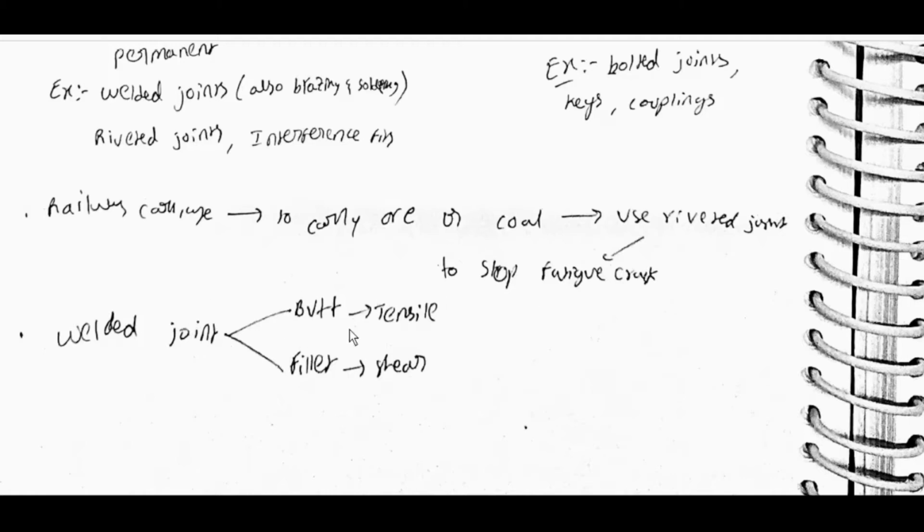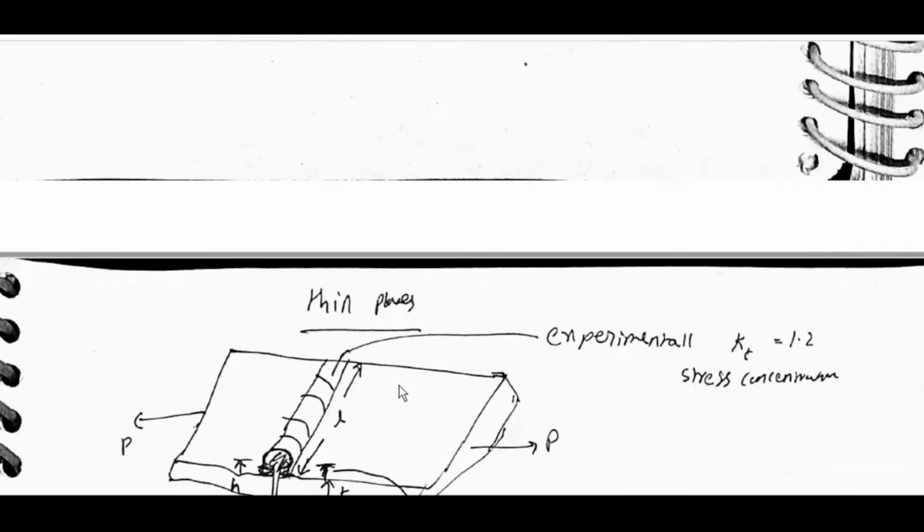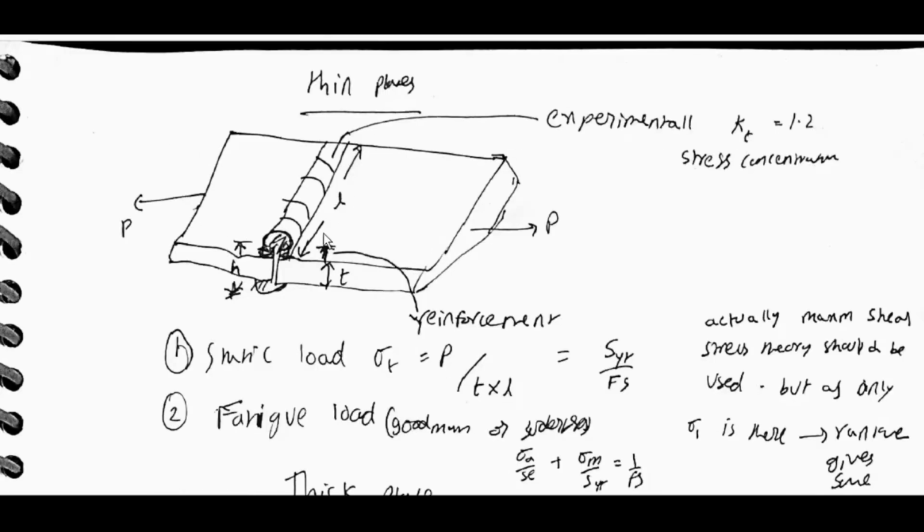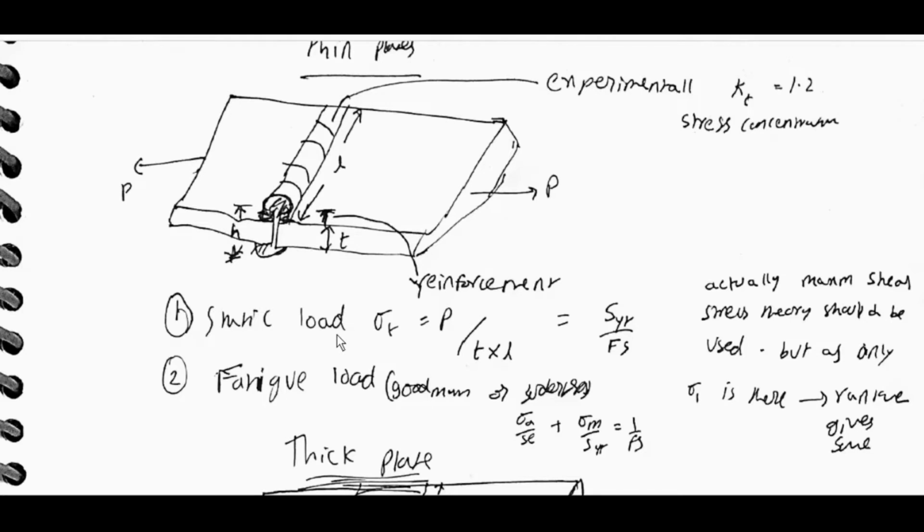Welded joint: butt is tensile, fillet is shear. Thin plates: experimentally, KT is equal to 1.2 stress concentration. Reinforcement: this extra height is reinforcement.